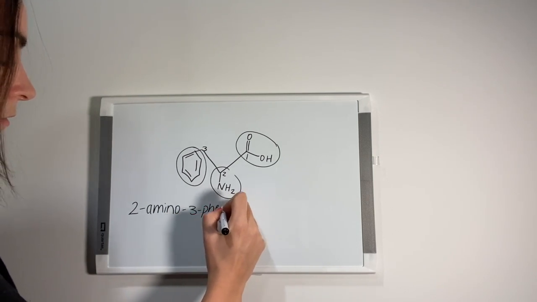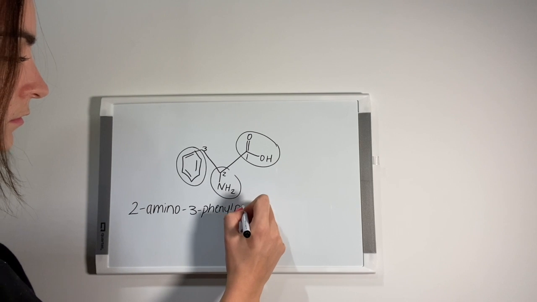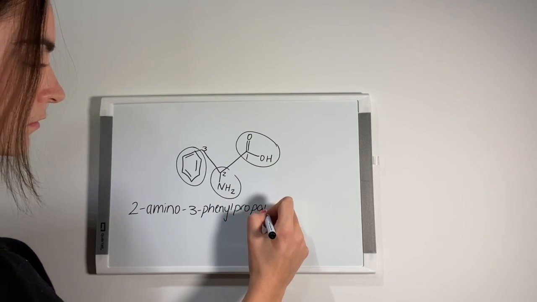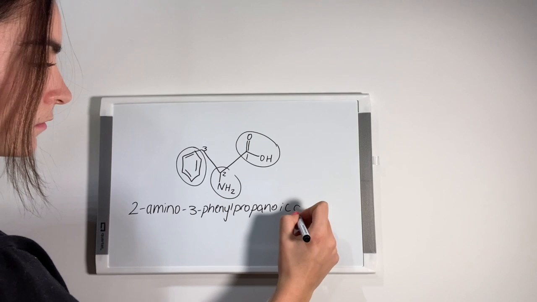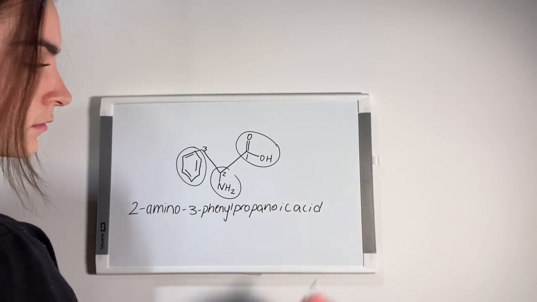So naming it in alphabetical order, it will be the amino first, then the phenyl group, then the carboxylic acid, so it will be called 2-amino-3-phenylpropanoic acid.